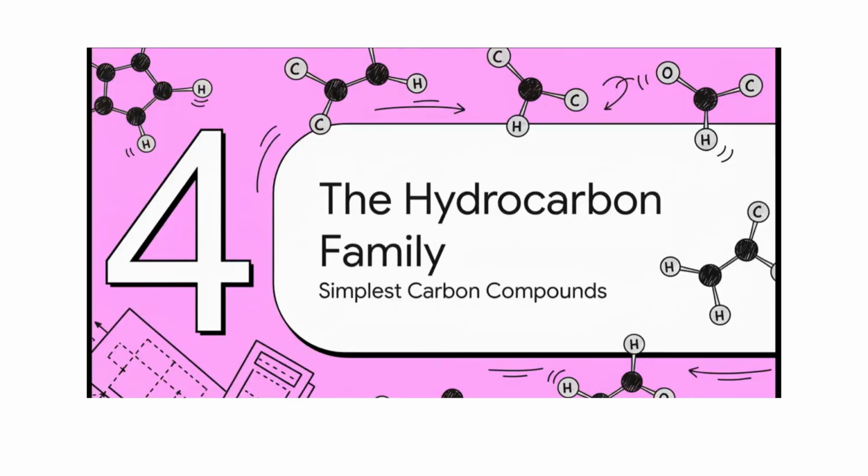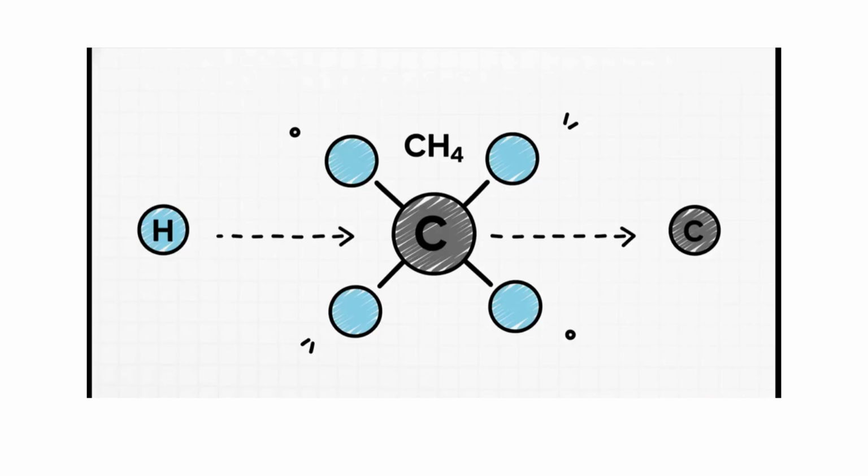Okay, so we've got the blueprints. Now, let's start building with the simplest stuff there is. It's time to meet the most fundamental family in all of organic chemistry, the hydrocarbons. I mean, the definition is literally right there in the name. Hydro for hydrogen, and carbon for, well, carbon. These are the simplest organic compounds you can make, but don't let that fool you. They form the basis for everything from the natural gas in your stove to the plastics all around us.